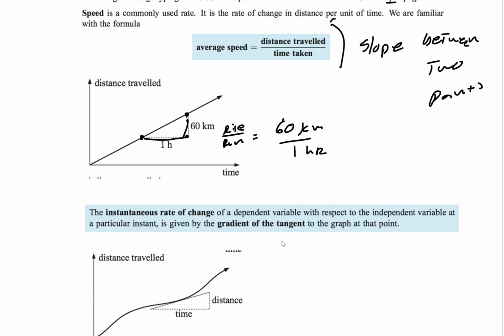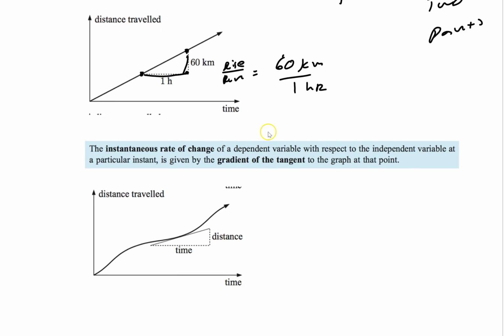Now a little more detailed. What if I want the instantaneous rate of change? So what does that mean? It wants the slope at a single point. That's kind of weird, right?